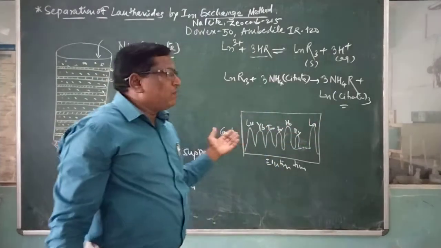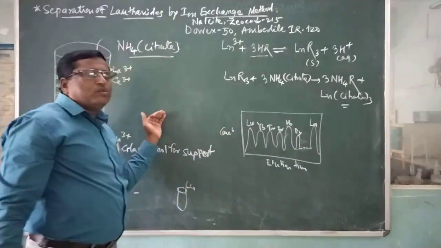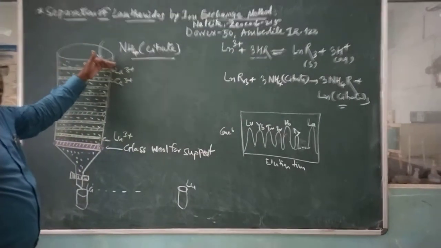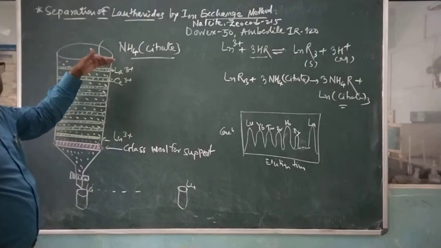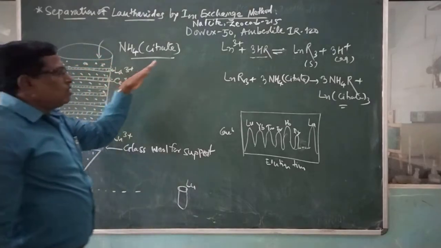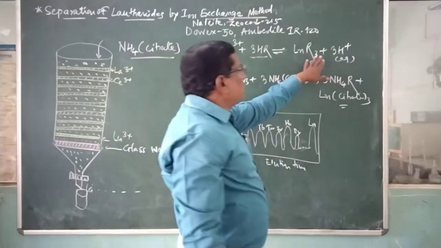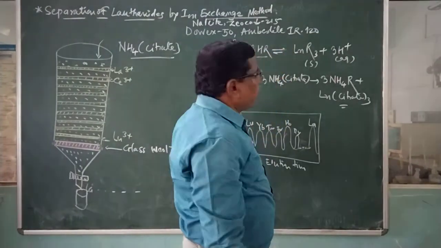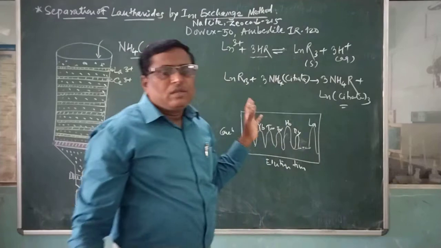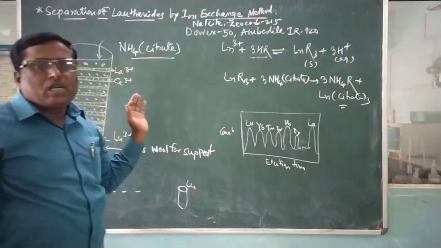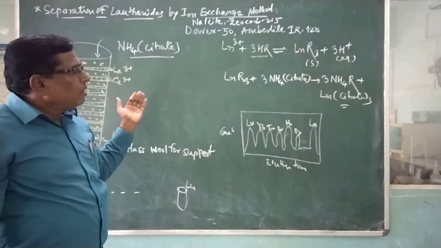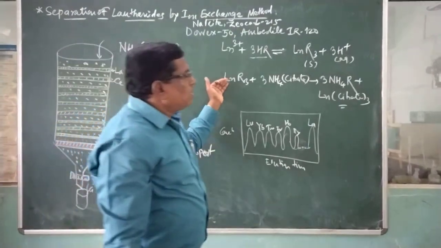The separation is carried out by the ion exchange method, where the exchange of ions occurs. Lanthanides possess the 3+ oxidation state. The exchange of 3H+ ions takes place with one lanthanum ion. In this way the separation occurs. This is a modern method which gives clear-cut separations. Again, regeneration of the column is essential.